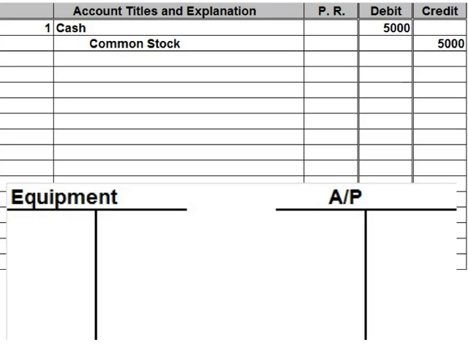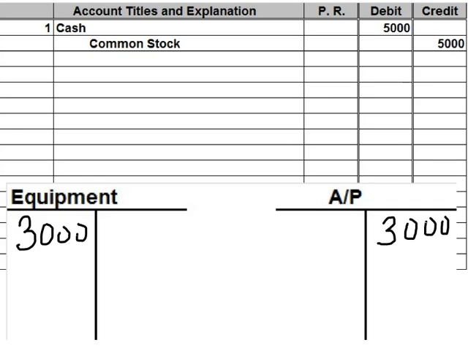We are increasing our asset equipment for $3,000. That's going to be a debit of $3,000 to equipment. We also increased our liability, and as we stated, liability accounts have a credit balance, and we're increasing that $3,000.